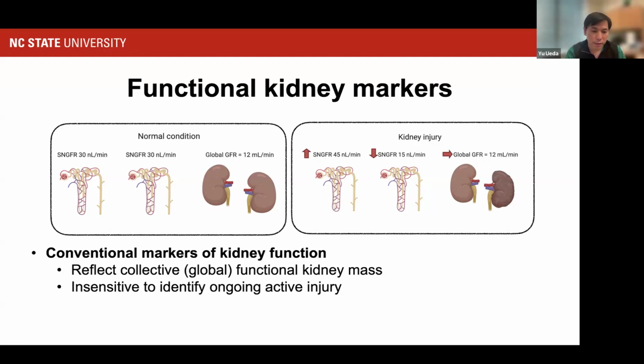When there is a loss of nephrons, some of the remaining nephrons can increase their GFR and function. Overall, the kidneys can still maintain the global or collective function, and that's what you are measuring with the functional kidney markers. So they might not be able to identify ongoing active kidney injuries.